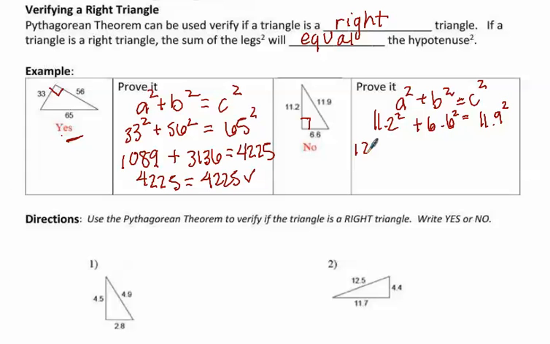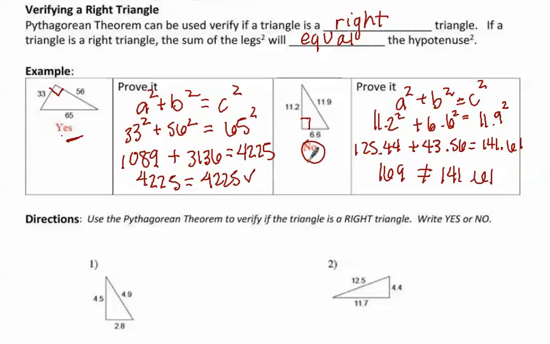11.2 squared is 125.44 plus 6.6 squared, which is 43.56, equals 11.9 squared, which is 141.61. When I add the legs together, I get 169, which does not equal 141.61. So no, this is not a right triangle.